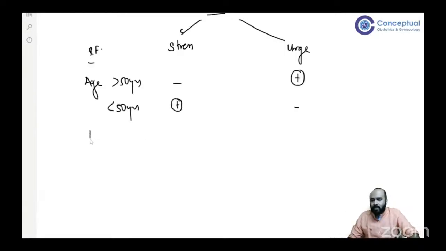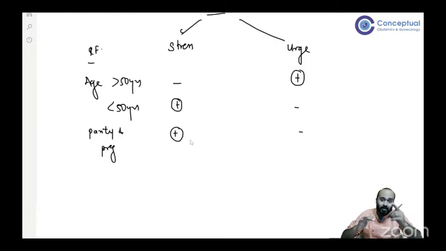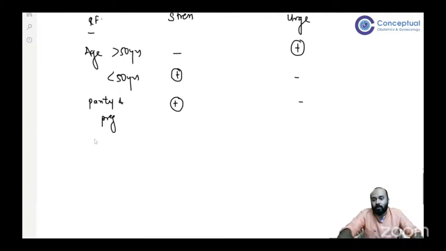It brings me to my next one, that is parity and pregnancy. So the more the number of pregnancies, the more is going to be the stress incontinence, and the lesser the risk of urge incontinence. Stress incontinence increases because, as I mentioned, the integral theory states the pelvic floor will get weakened because of childbearing. Next, it is going to be race.